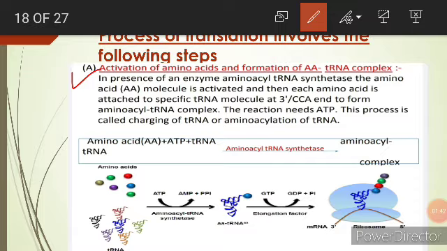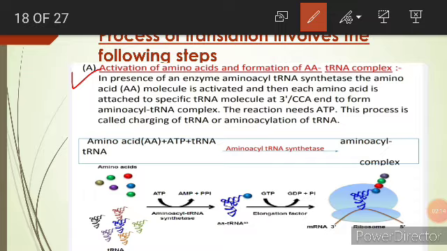Activation of amino acid takes place in the first step. Amino acids are present in the amino acid pool in the cytoplasm. They must be activated with the help of ATP, which will act as an energy source, and with the help of an enzyme it helps in the activation of the amino acid.